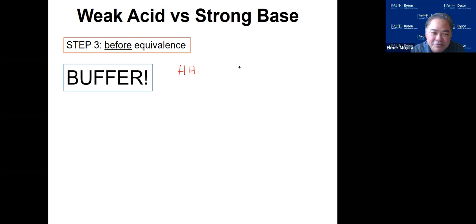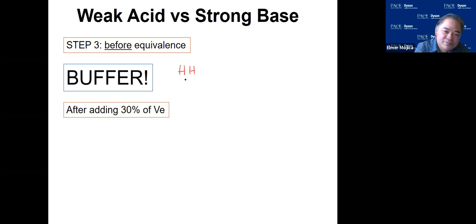Okay, it's the Henderson-Hasselbalch equation. The way that you look at this, you have pH equals pKa plus log of A minus over HA. So all you need to do is monitor this.